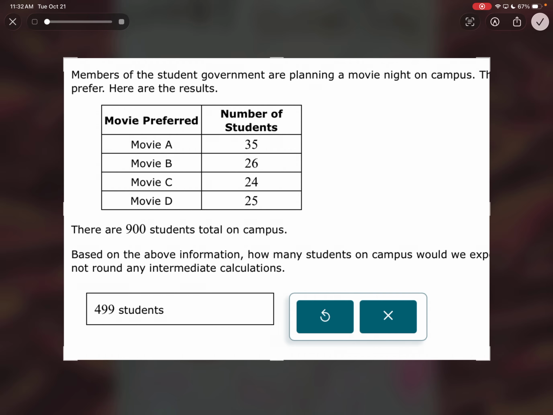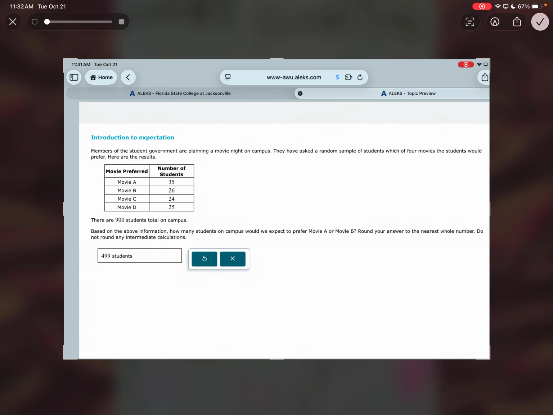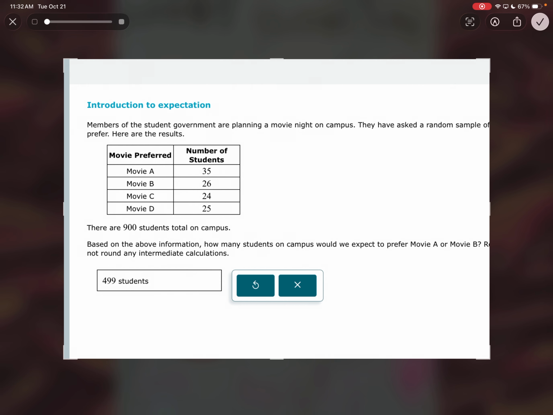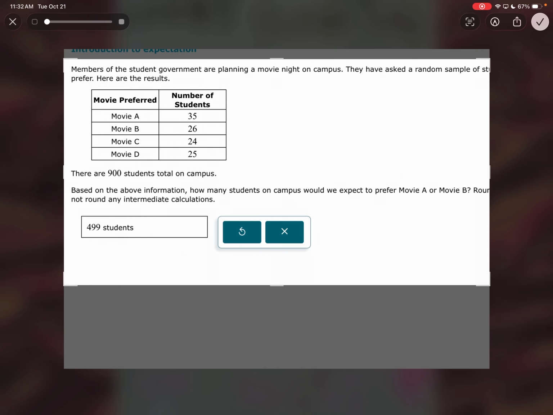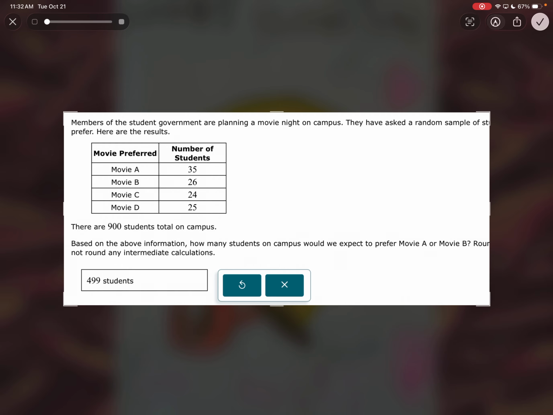And it says there are... Hold on just a second. Let me zoom back out. Does it tell us? Nope, we got to add those up, I think. All right, so we do not have the total number of students in this chart right here, so I'm going to add those up real quick. 35 plus 26 plus 24 plus 25, that is 110. Okay, so that's our total amount right there.